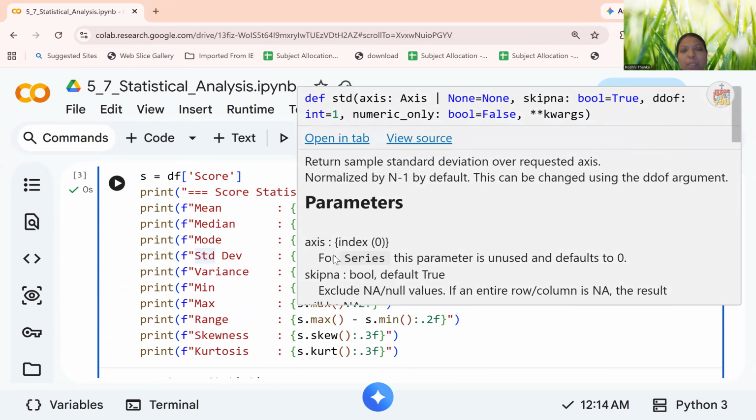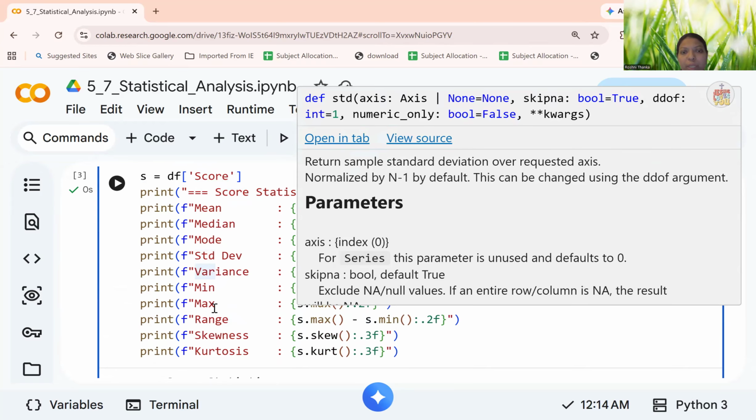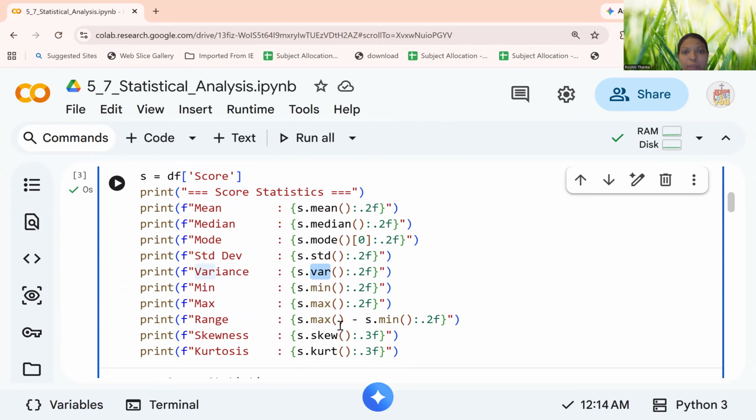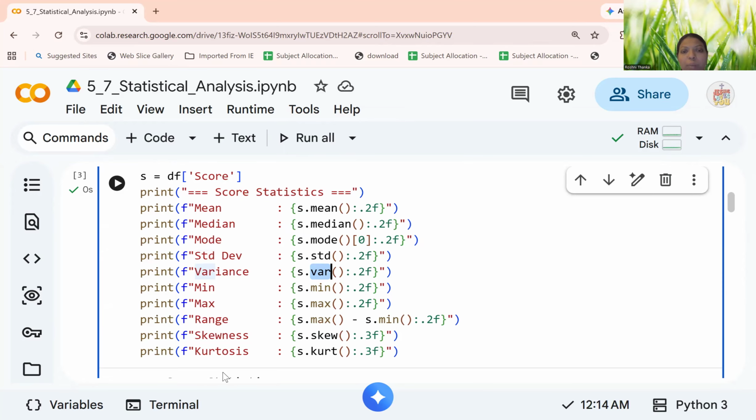Standard deviation means how much the values differ from the mean. Variance is the square of the standard deviation, and we know the minimum value and maximum value. The range means the difference between the maximum and the minimum. Skewness tells whether the data is normally distributed or if there is a skew in the distribution, left skewed or right skewed. And kurtosis is also a way of knowing the distribution value. So these are the values for which we are finding the statistics.